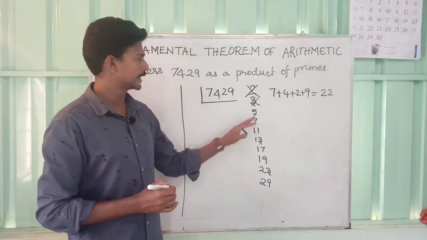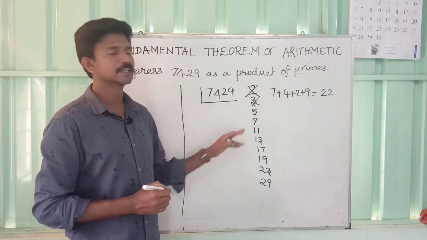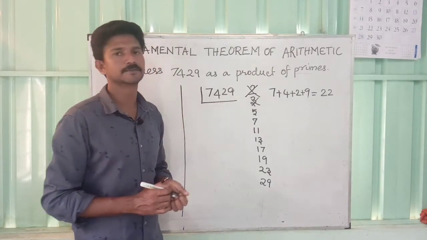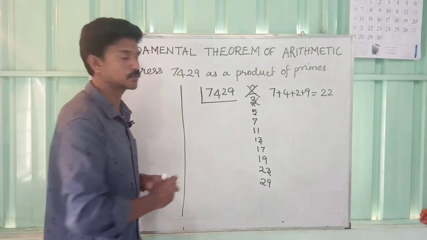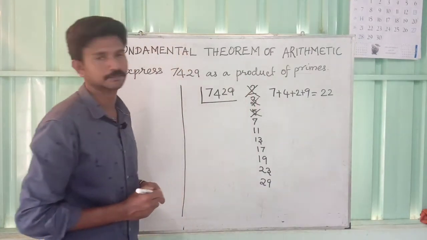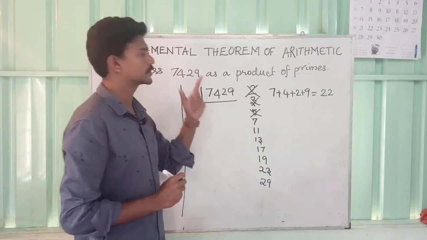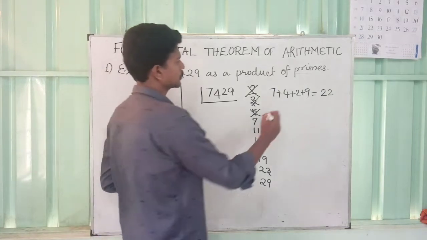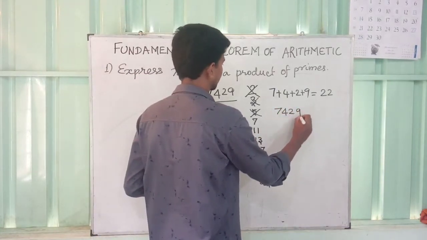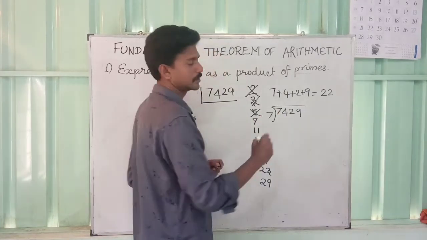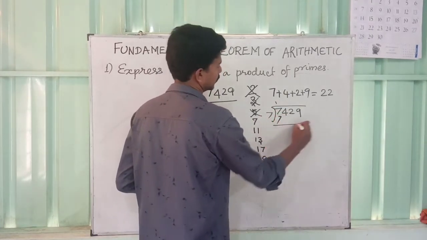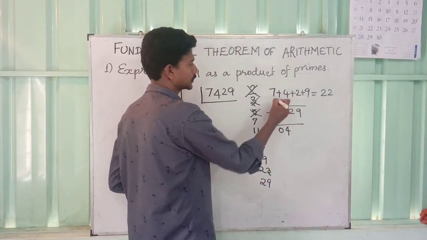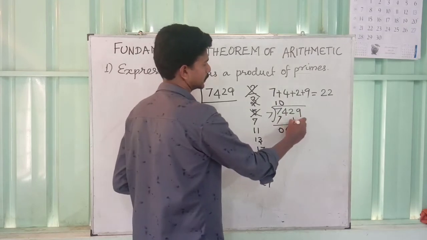So we can go for the next prime number, 5. If a number ends with 0 or 5, that number is divisible by 5. Here this number ends with 9, so it is not divisible by 5. For divisibility by 7, we can go for the long division method and check whether it is completely divisible. So we check 7429 divided by 7. 7 goes 7 one time, and 0. We take down 4, it is not divisible, so we put 0 here and we take the next number, 2.